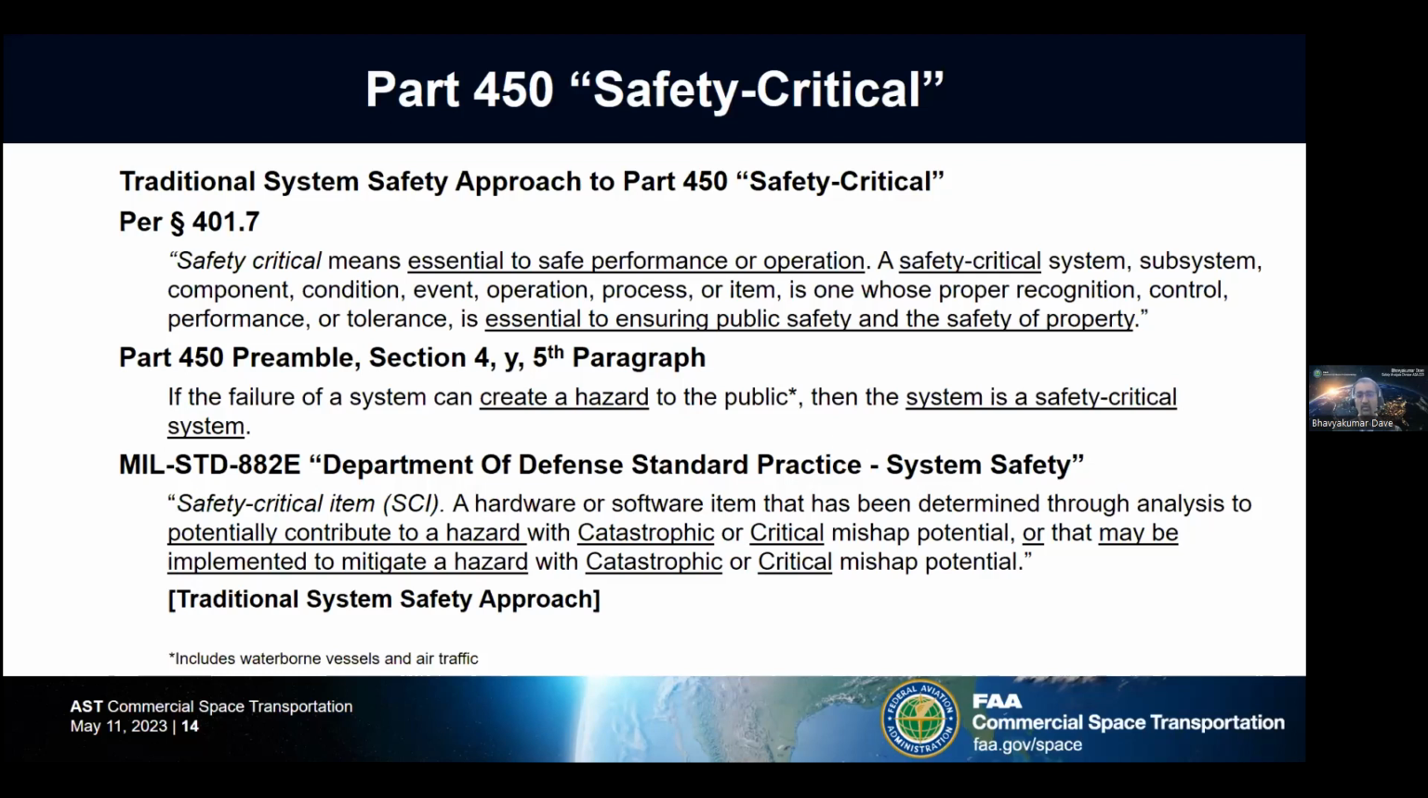Now, this definition in 401.7 is aligned with the definition of safety critical in MIL Standard 882E. And as described in the preamble for Part 450, the key takeaway here is that if the failure of a system can create a hazard to the public, and this includes waterborne vessels and air traffic, then that system is a safety critical system. So basically what this means is that any system, subsystem, component, or item is public safety critical if it could either create a hazard to the public, contribute to a hazard to the public, or mitigate a hazard to the public.